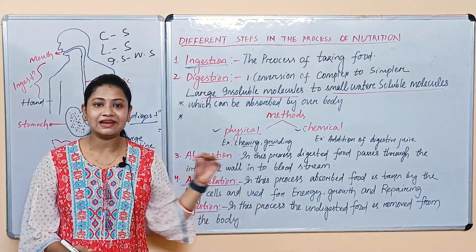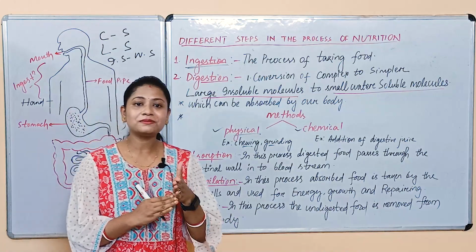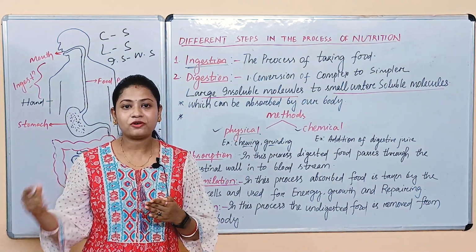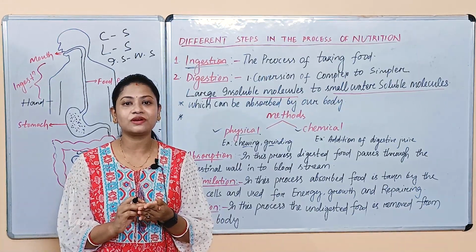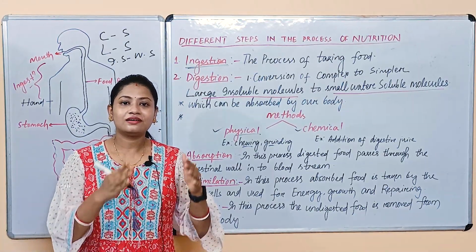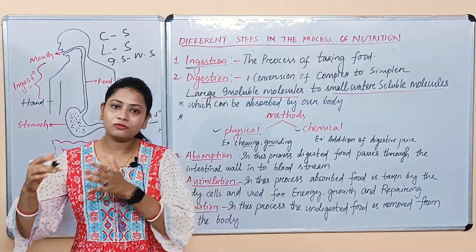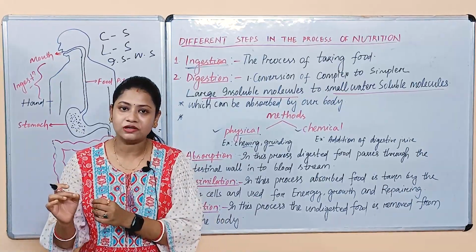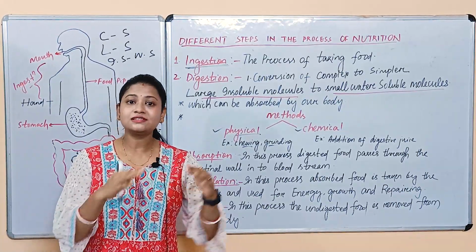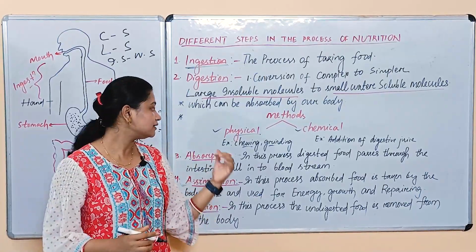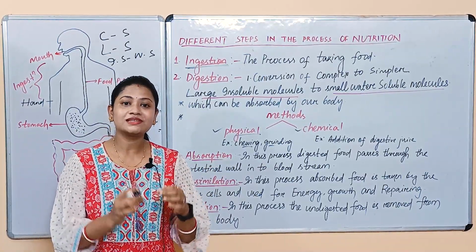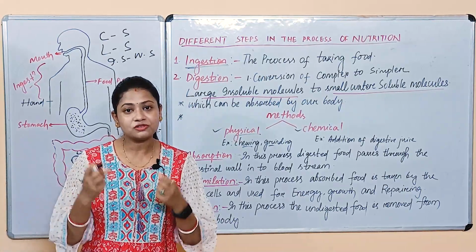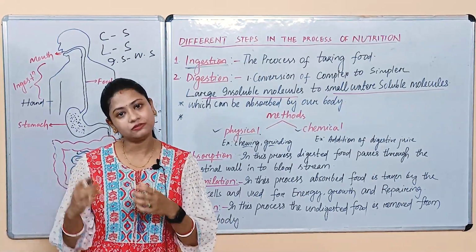Then I will repeat it again. 5 steps are there in the process of nutrition. First, ingestion, the process of taking food, and second is known as digestion. Here, the complex, large, insoluble food molecules are converted into simple, small, water-soluble molecules, right? By 2 methods, the physical method and the chemical method. Then the third one is absorption. In this process, the walls of the intestines, both small and large, absorb the nutrients and vitamins from the food.